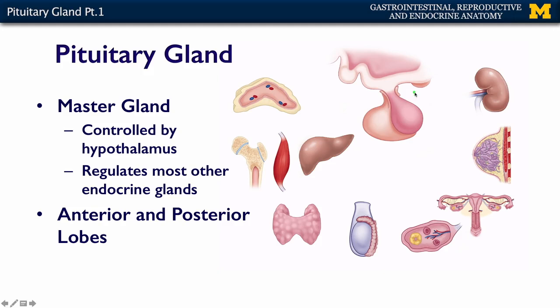So here's our pituitary, here. And here is our brain. Here is your optic chiasm. And here is your hypothalamus. So the hypothalamus secretes factors that then control the anterior pituitary, and we'll go into some of those details. The pituitary has an anterior lobe and a posterior lobe.